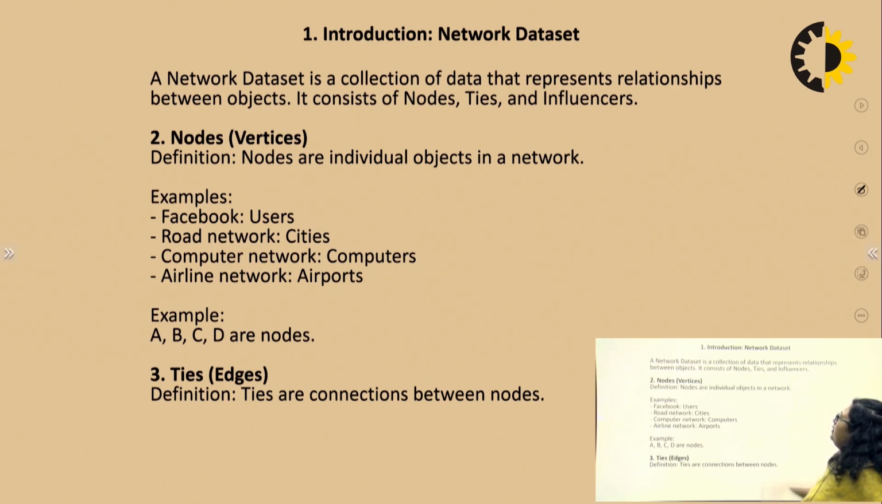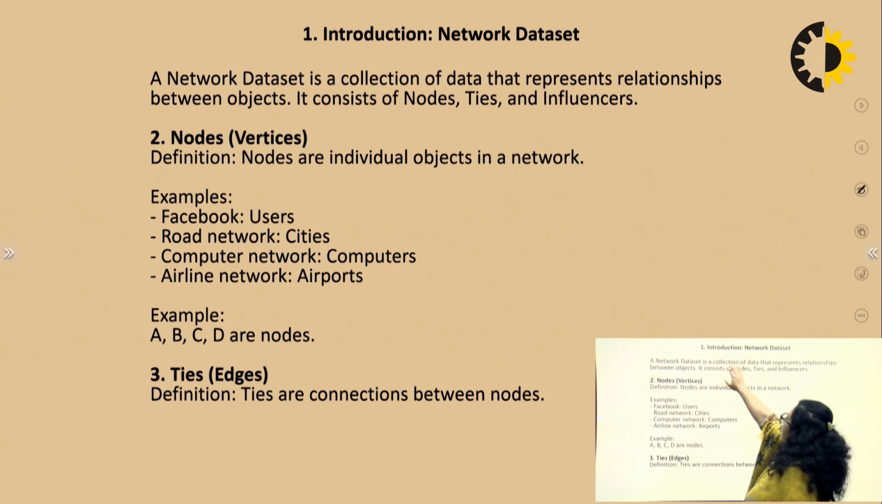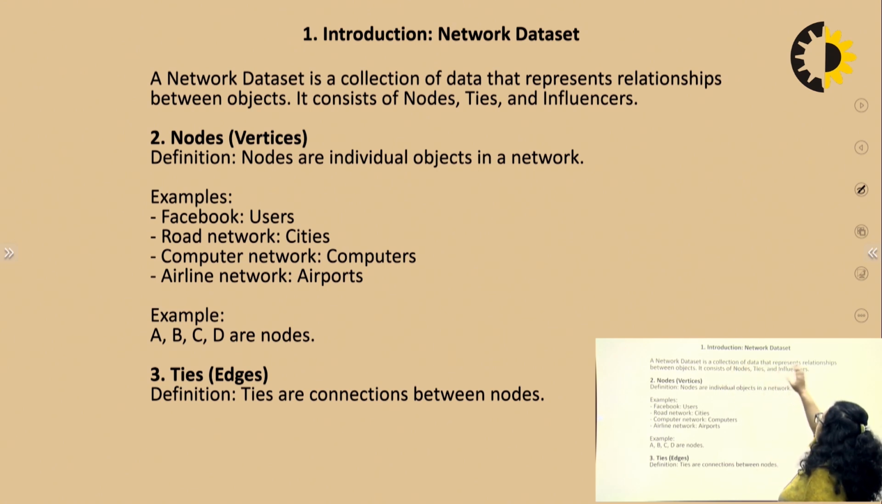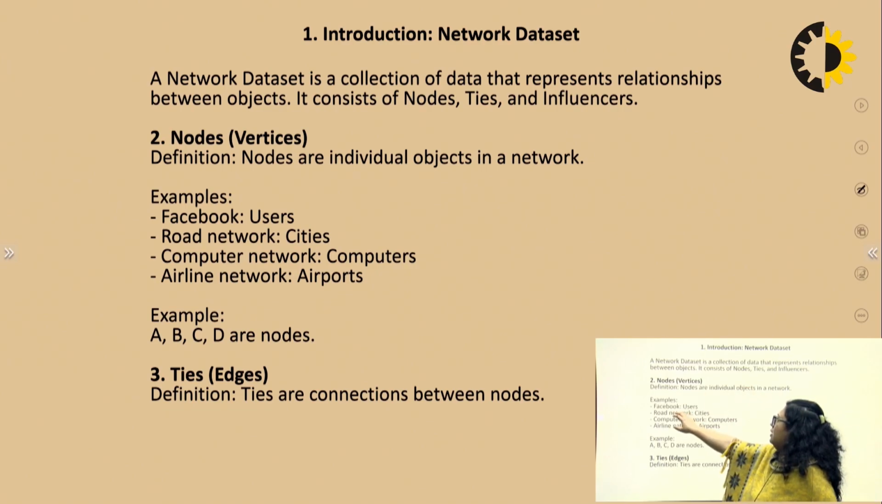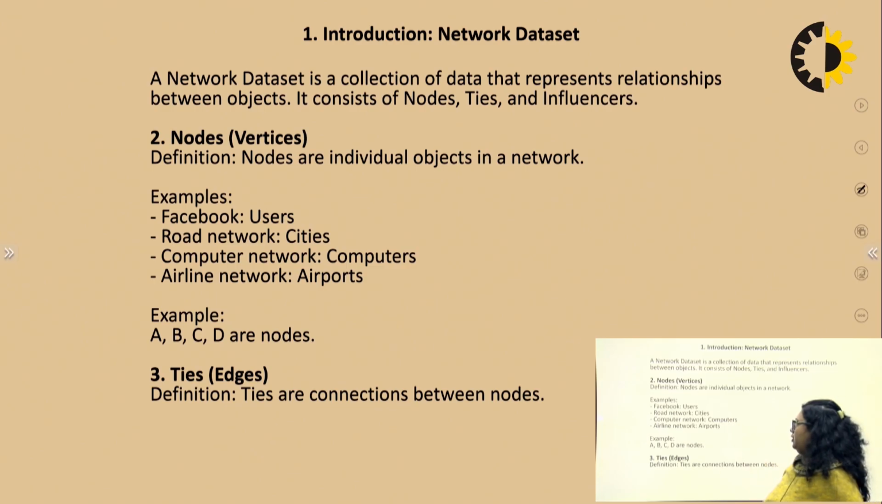So the next topic is introduction to network database. A network database is a collection of data that represents relationships between objects. It consists of nodes, ties, and influencers. So what are nodes or vertices? Nodes are individual objects in a network. Examples of nodes: Facebook users, cities in a road network, computers in a computer network, and airports in airline networks.